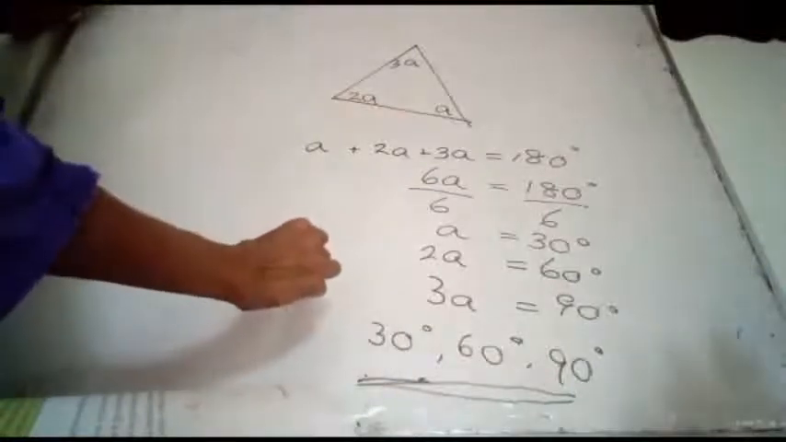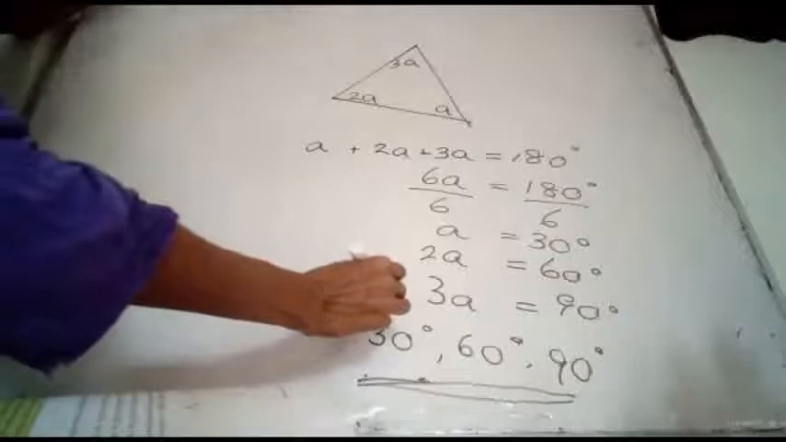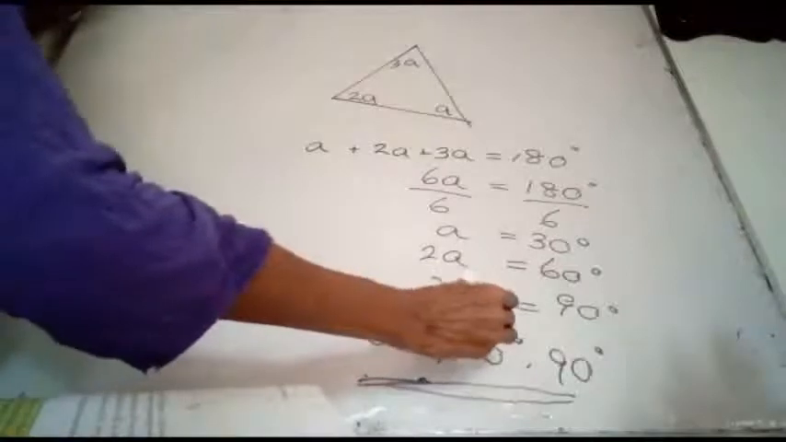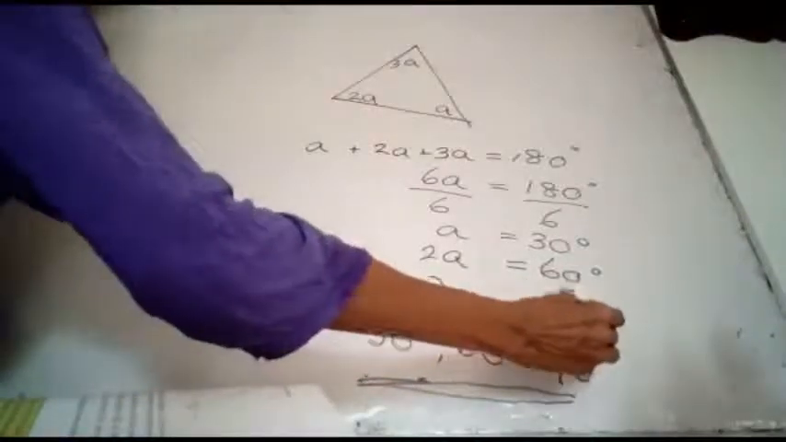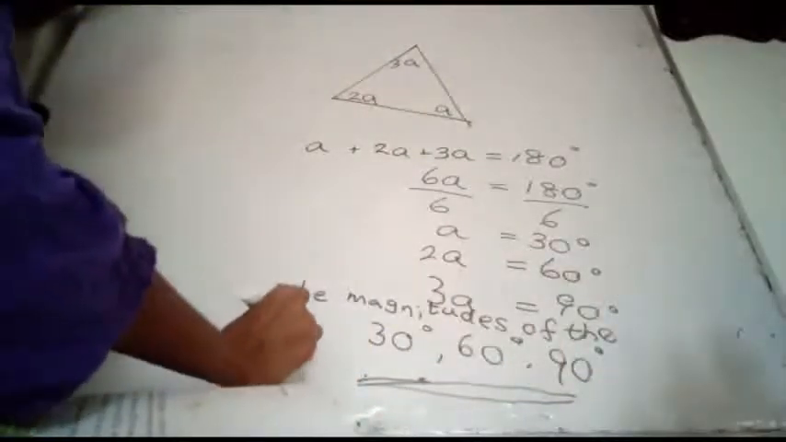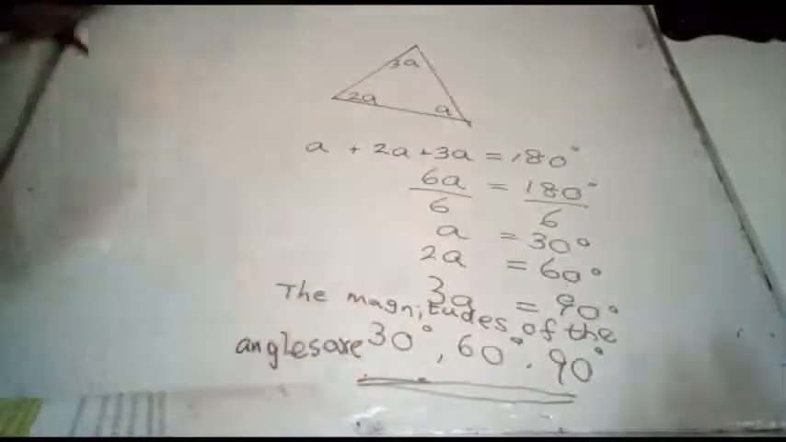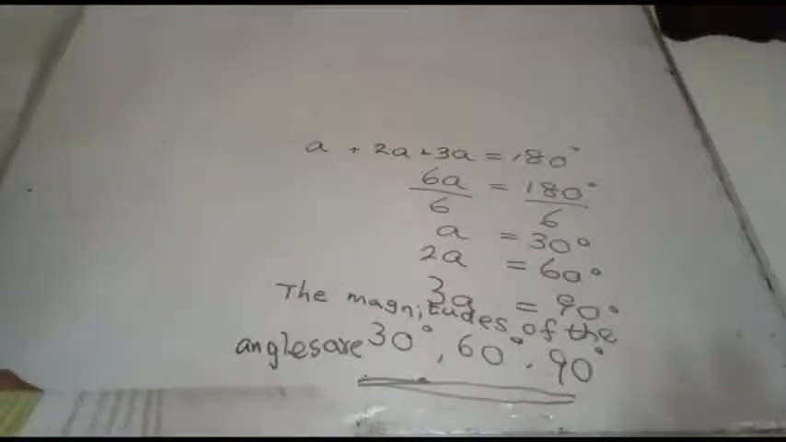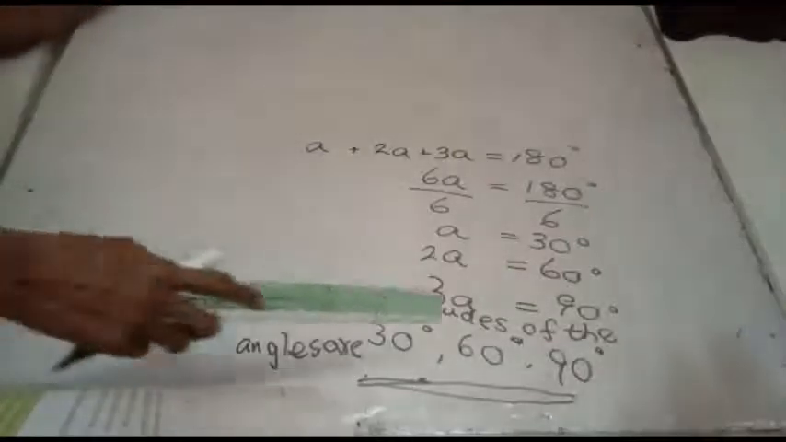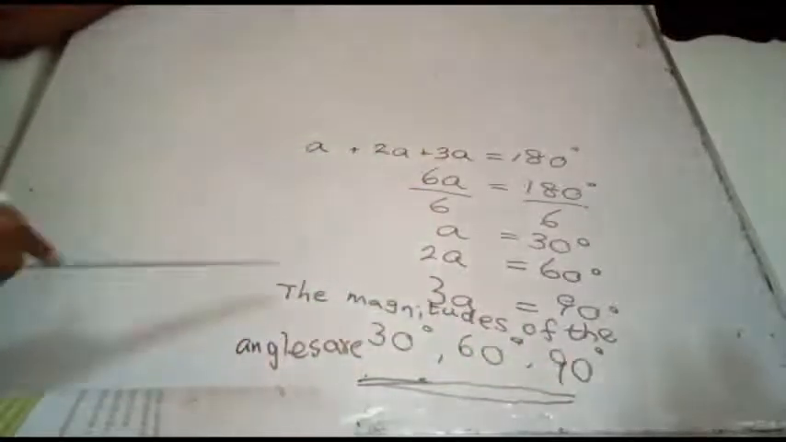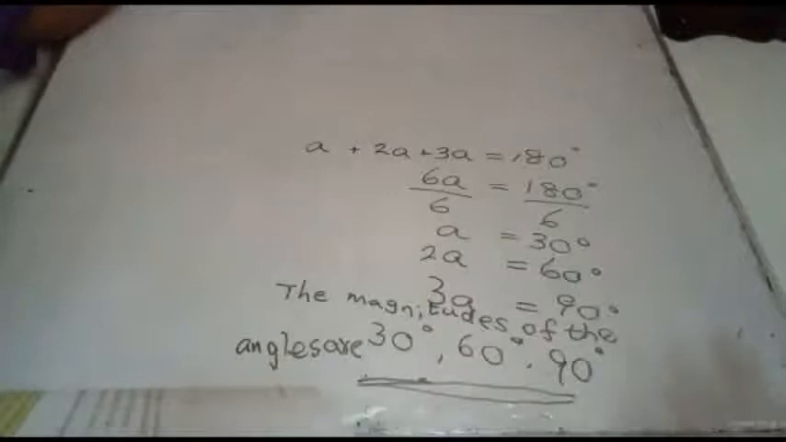The magnitudes of the angles are 30 degrees, 60 degrees and 90 degrees. What type of triangle is it? One angle is 90 degrees, a right angle. Then this triangle is a right angle triangle.